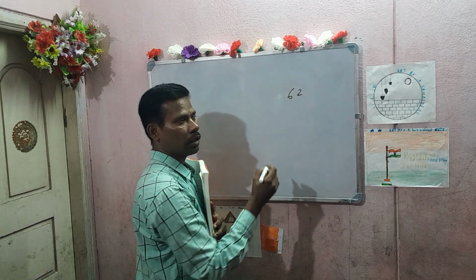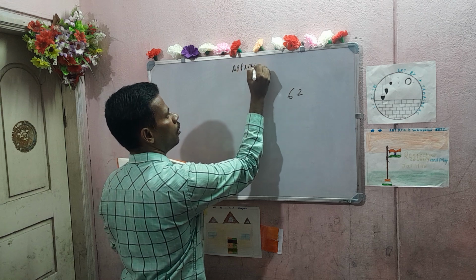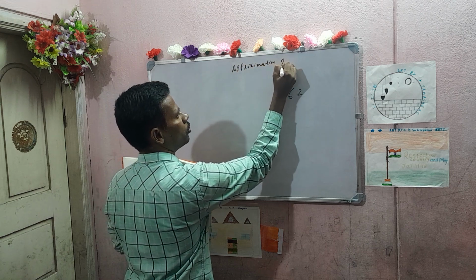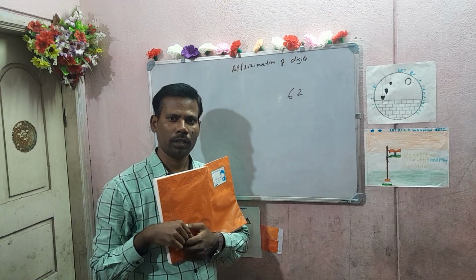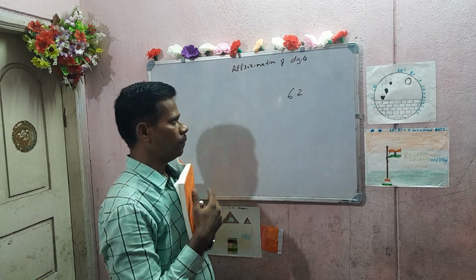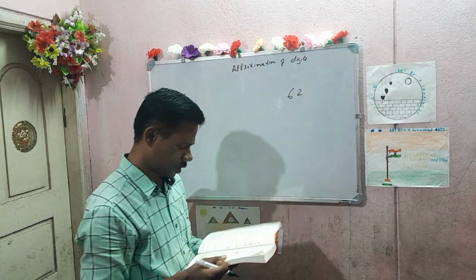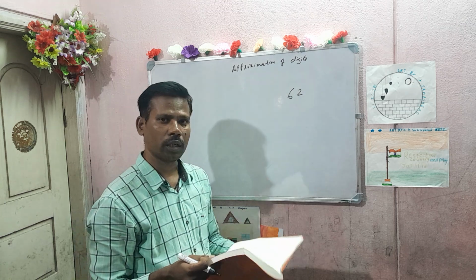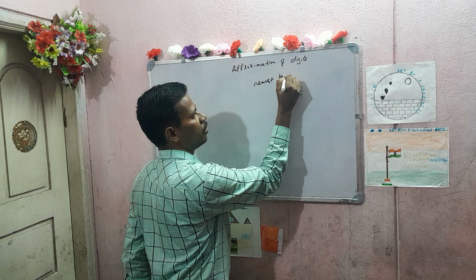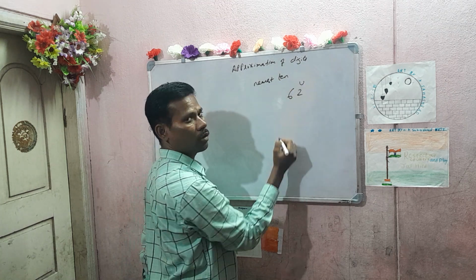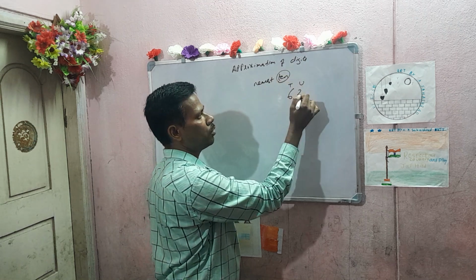Nearest to 10. Our chapter name is approximation. Approximation of digits. This is for 6th class State, CBSE and ICSE. What they are asking is, round off each of the following to the nearest to 10. Nearest to 10 means you have to see the units place.